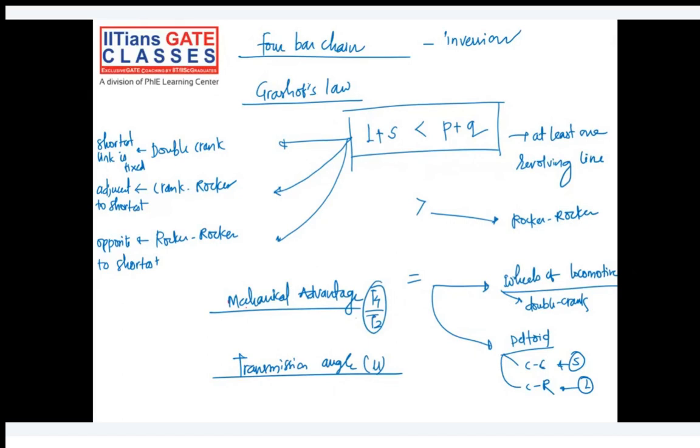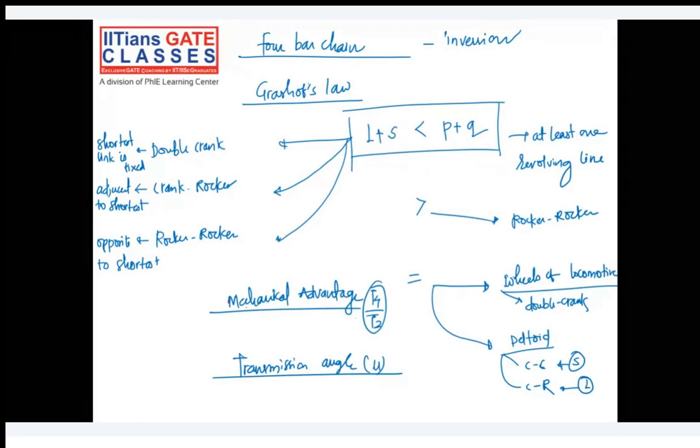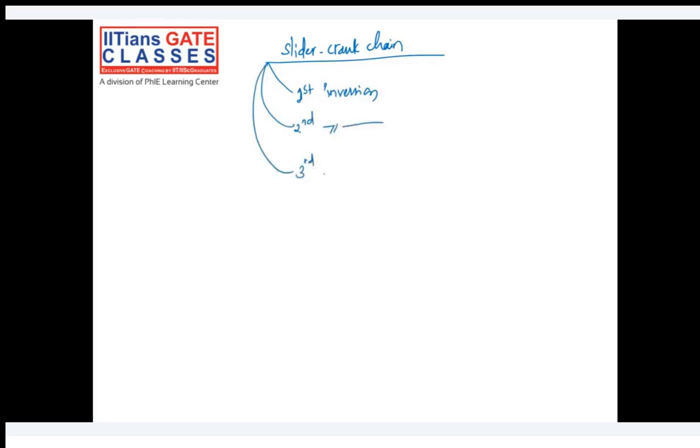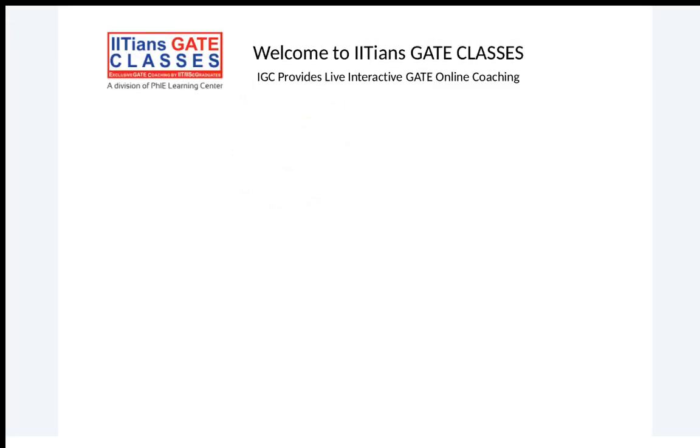After that, we studied the single slider crank mechanism, or just the slider crank mechanism, slider crank chain, you can say. And here we have studied 4 inversions: first inversion, second inversion, third inversion, and fourth inversion. In the first inversion, the first link is fixed, which is basically the guideways and the support system.